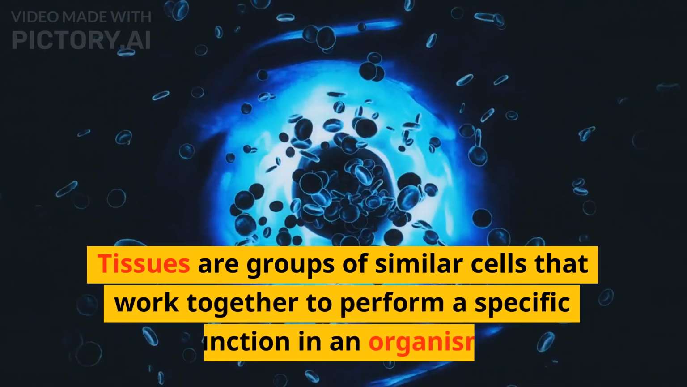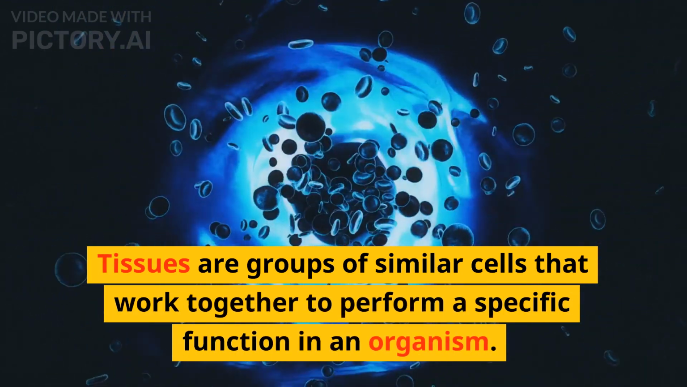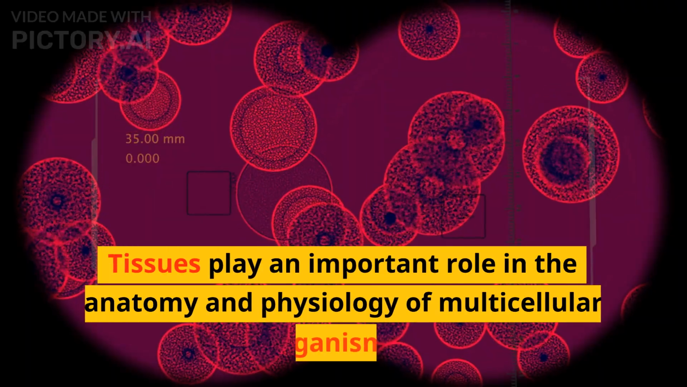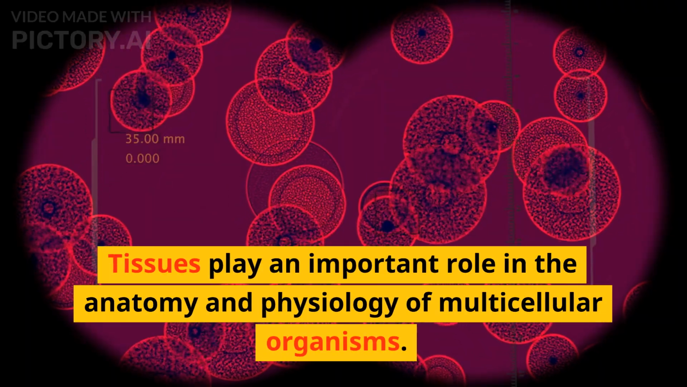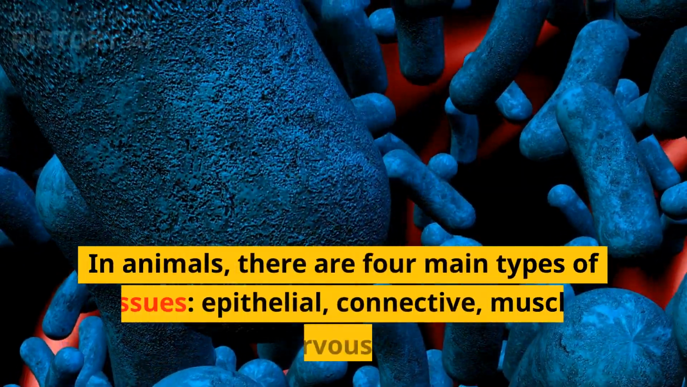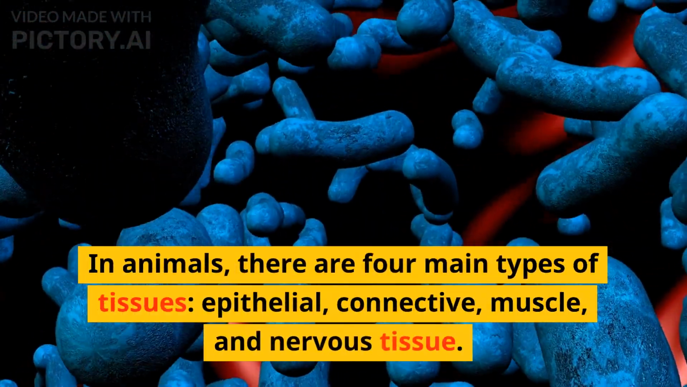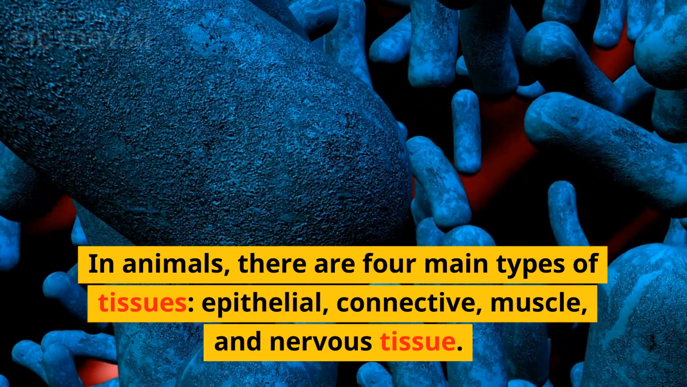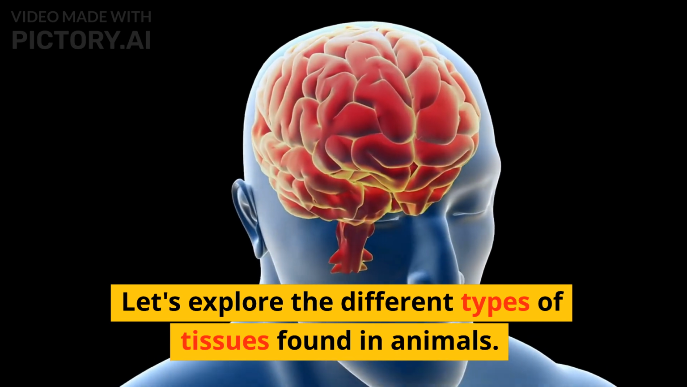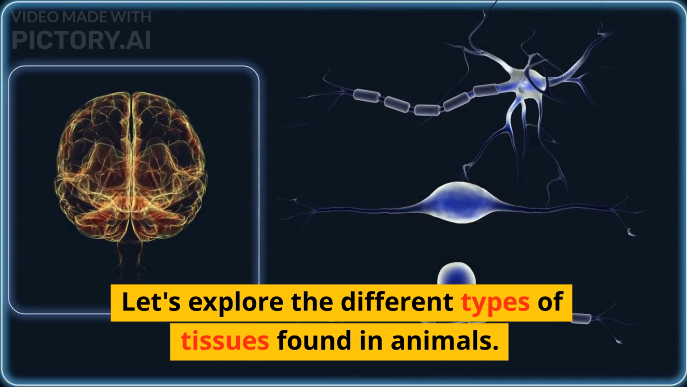Tissues are groups of similar cells that work together to perform a specific function in an organism. Tissues play an important role in the anatomy and physiology of multicellular organisms. In animals, there are four main types of tissues: epithelial, connective, muscle, and nervous tissue. Let's explore the different types of tissues found in animals.